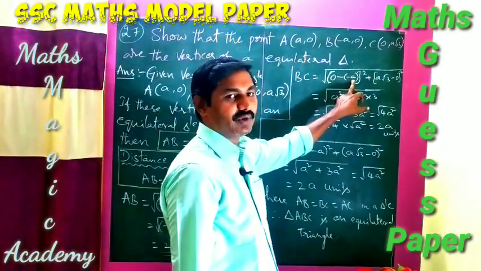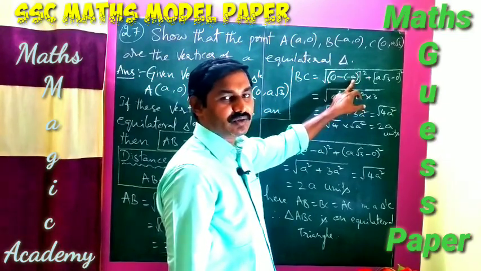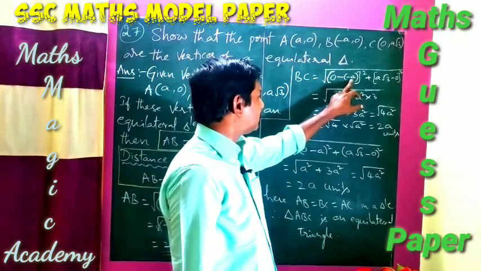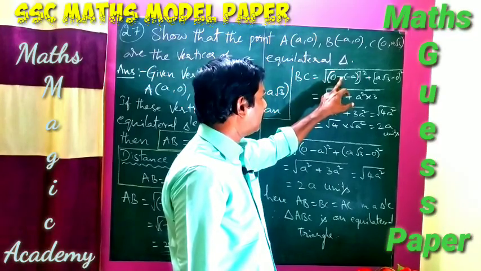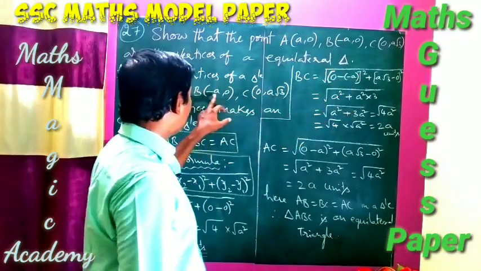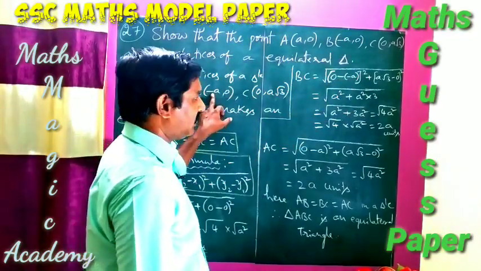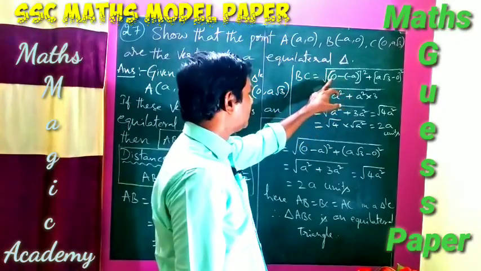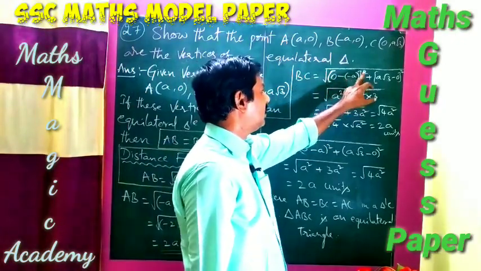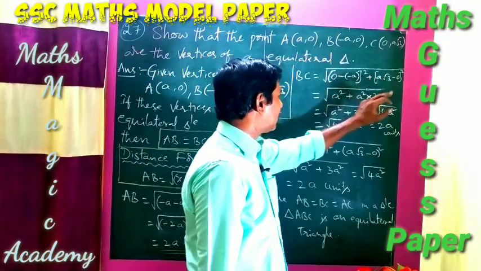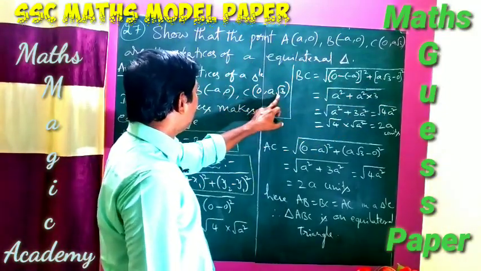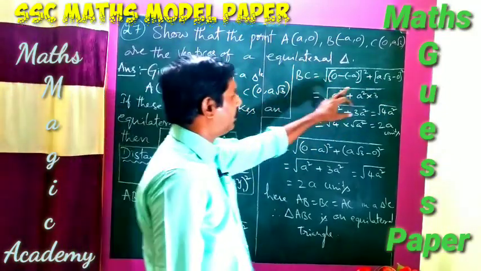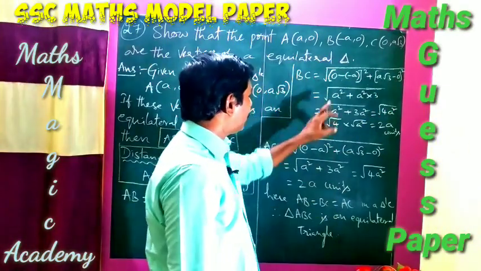Whenever negative coordinates are there, you have to be careful. Why? Because in the formula minus is there, and in the problem also minus a is there. If you miss it, then you will get a wrong answer. So 0 minus of minus a whole square, plus here y2 minus y1, a root 3 minus 0, a root 3 minus 0 whole square. From this what will we get?